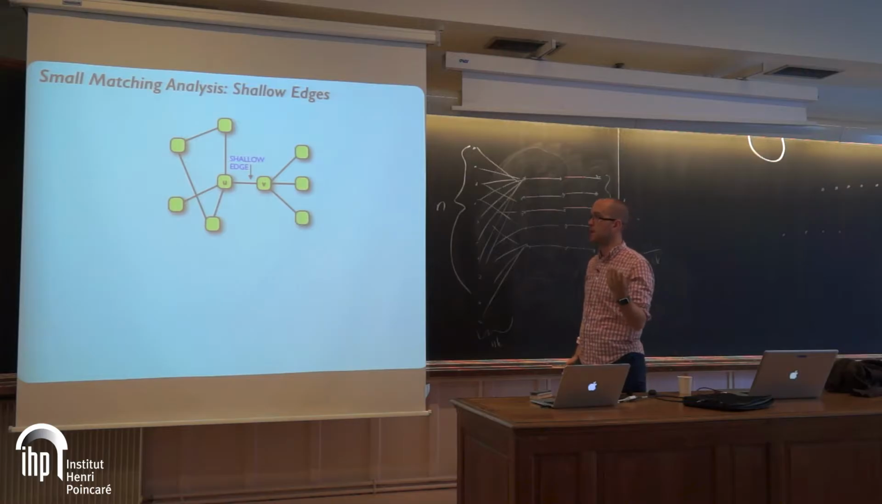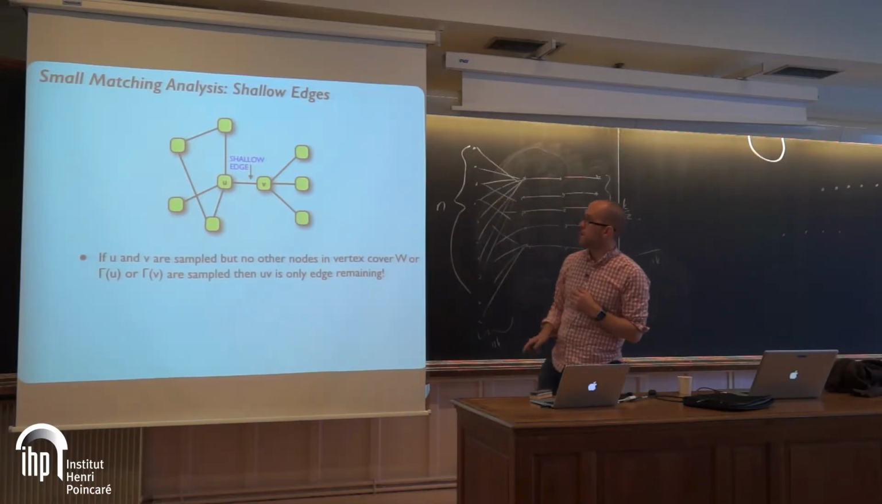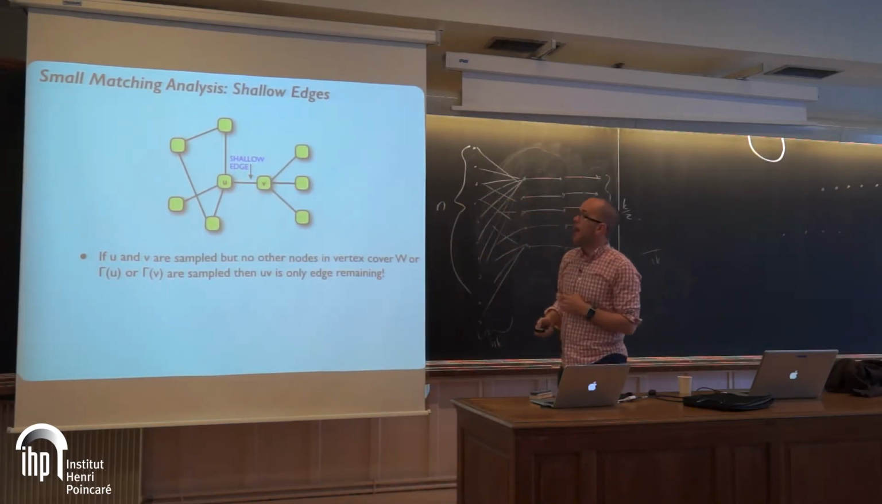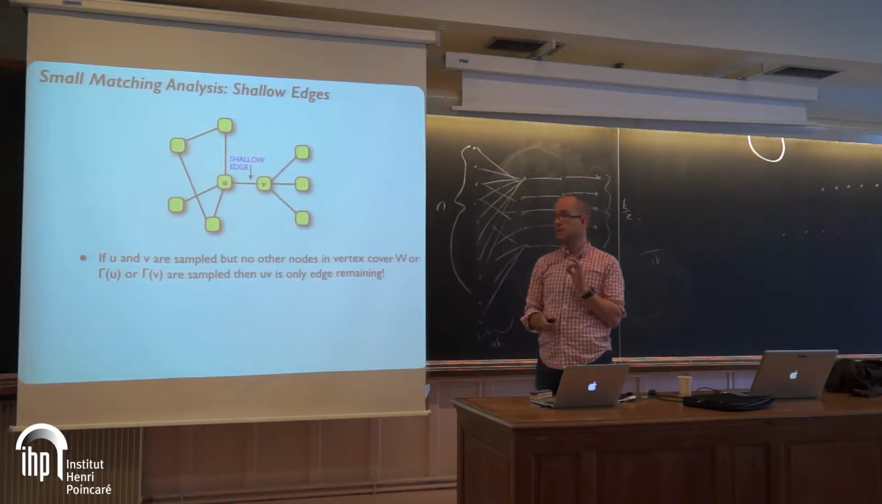Okay, so there are two things I need to prove about the Snape sampling. Let's do shallow edges first. Let's argue that for every shallow edge, I will sample it amongst my k squared Snape samples with high probability. So the idea is as follows. Let's zoom in on this shallow edge, U and V.